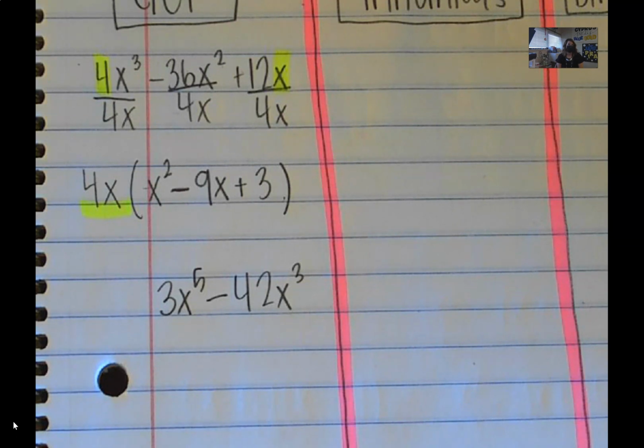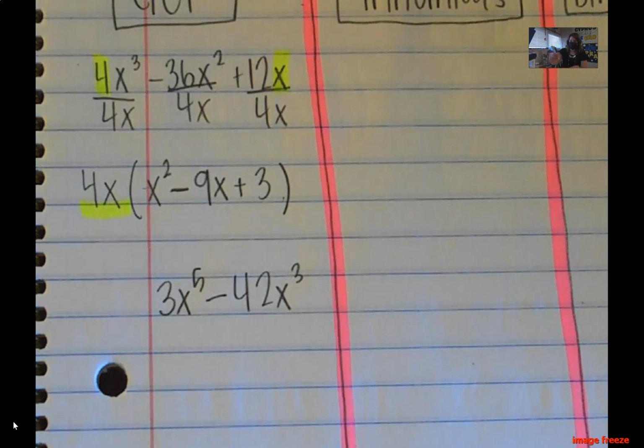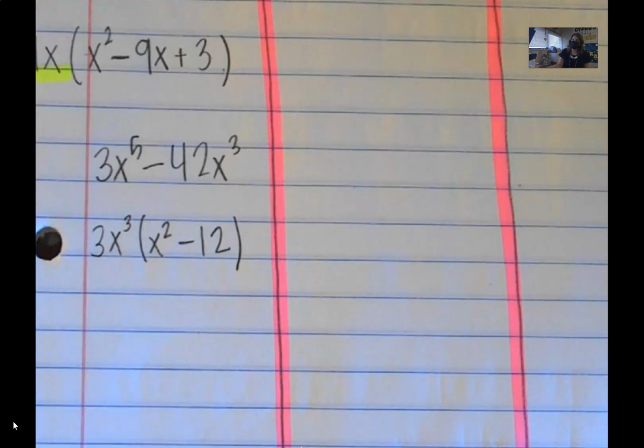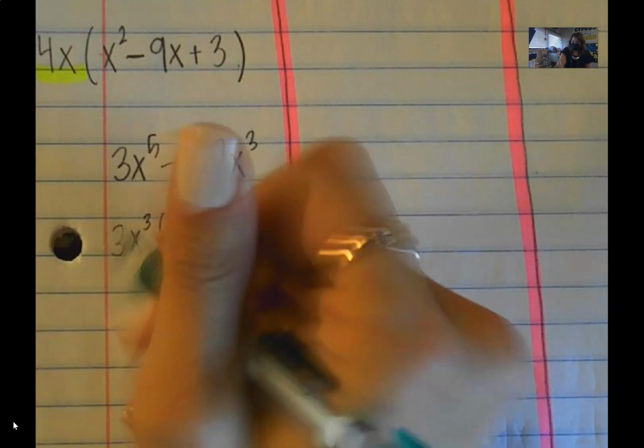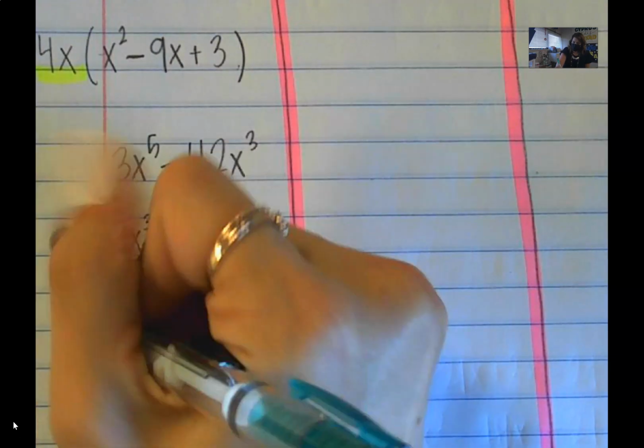Okay, show me what you guys have. Good. Okay, thank you. That looked great, guys. I don't think any of you had it wrong. So 3x cubed times x squared minus 12. Okay, one more of these. Really good job on that last one.